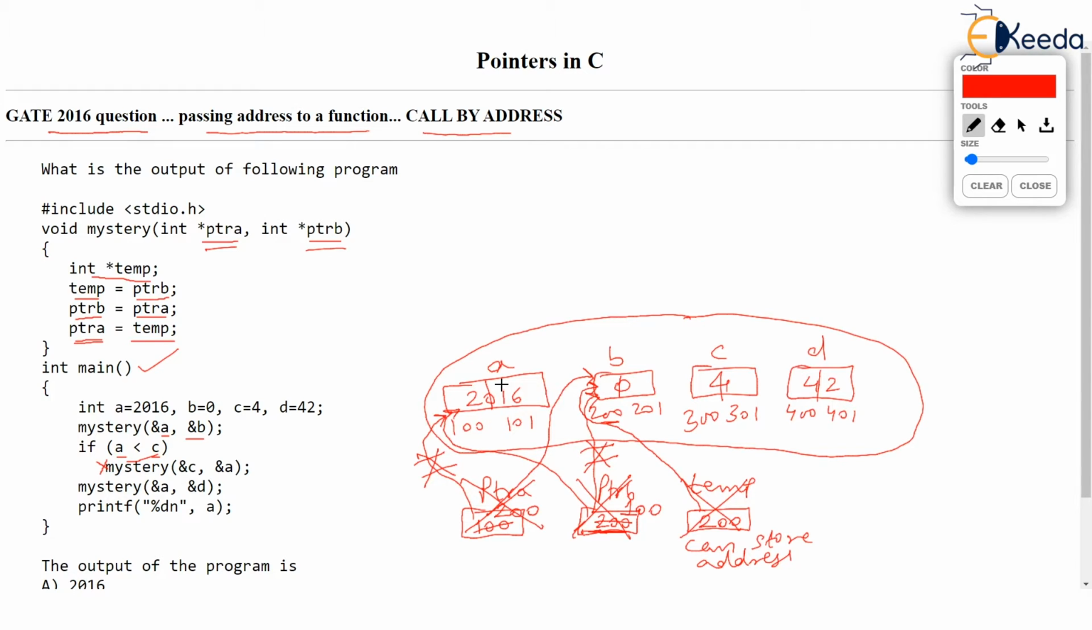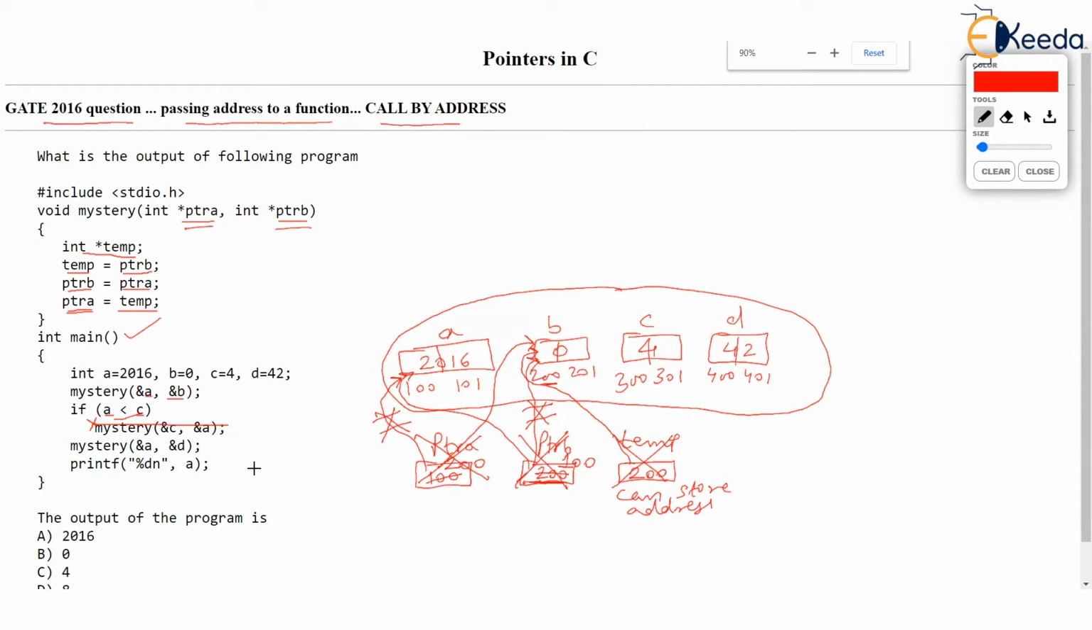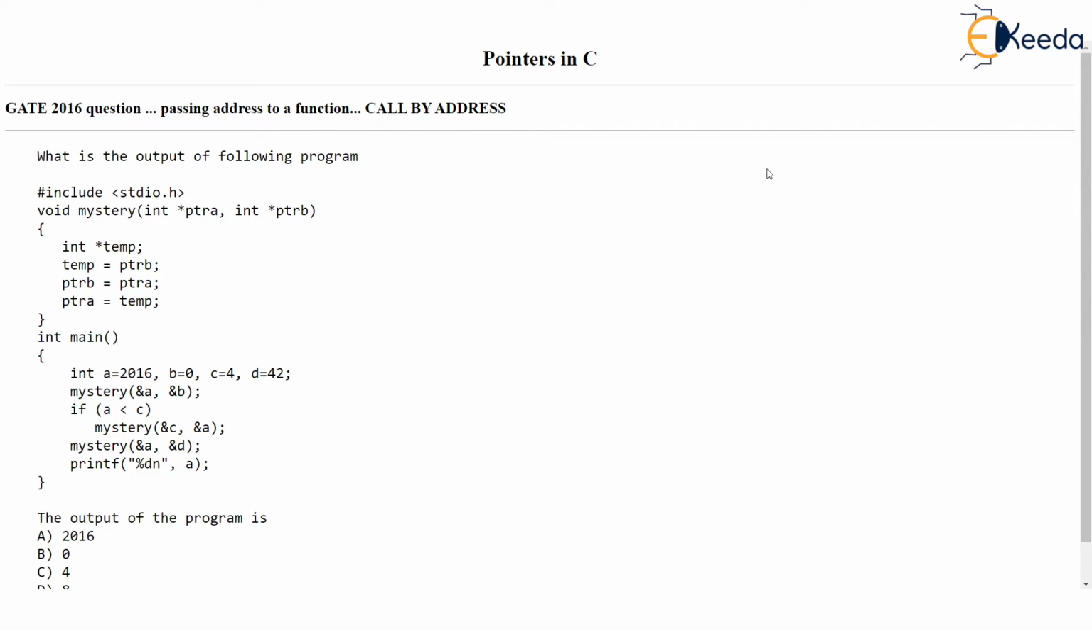Now if A would have become 0, then 0 less than 4, A less than C would have been true, and mistakenly we would have called the mystery function. But literally we are saved in the GATE exam and we won't waste our time by calling this mystery function, isn't it? But the next line obviously will run. The next line is the call to mystery, which calls the mystery function by passing address of A and address of B. So let me clean the slate so that we can see this call on a fresh screen.